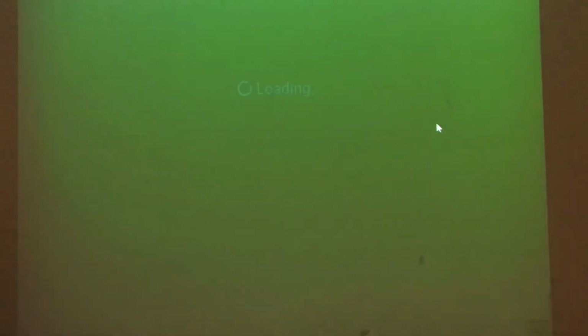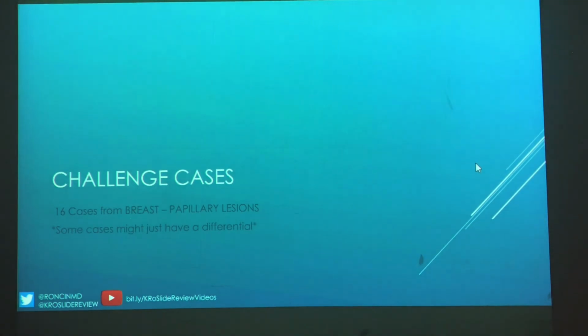So there's 16 challenge cases for you. There were some really good cases in their bank, so even if you've gone through the cases and you want to look at more, there's quite a bit in there for papillary, so if you're not sure about these lesions, I encourage you to do that.